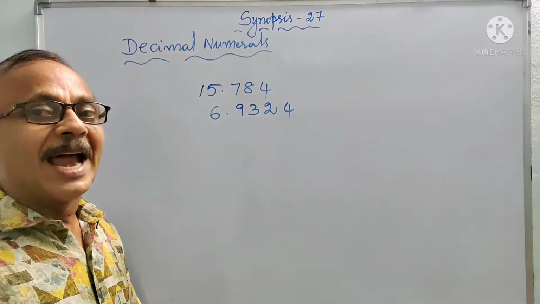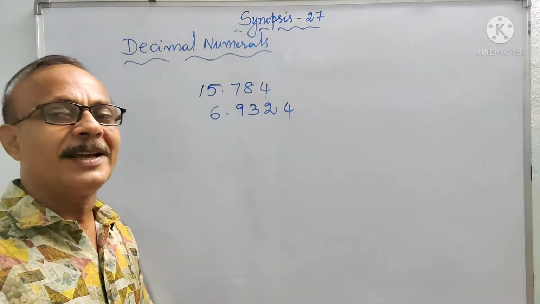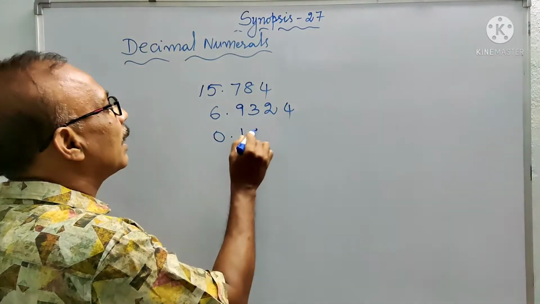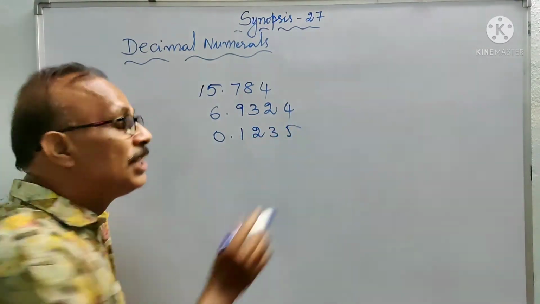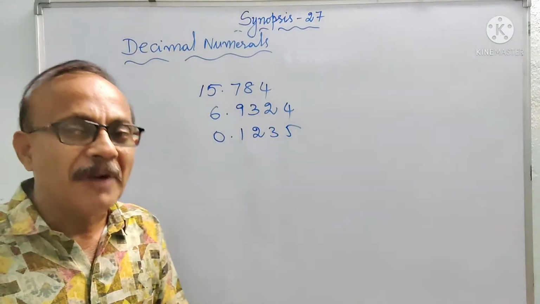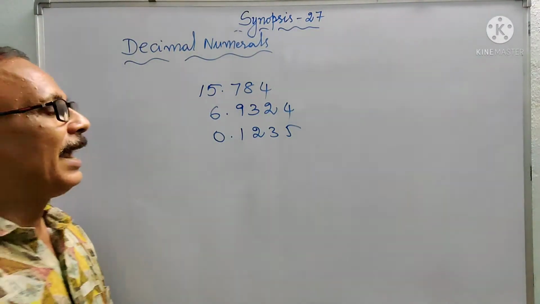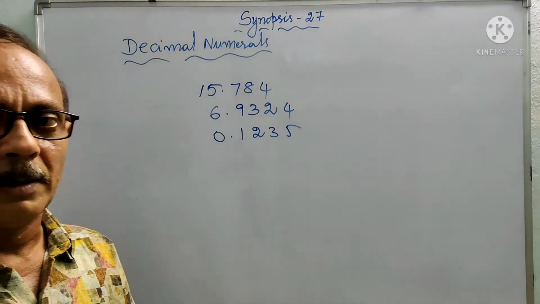15.784 and the next one 6.9324. If you have one more, this one we have to read as 0.1235, etc. So this is how we read a decimal numeral.